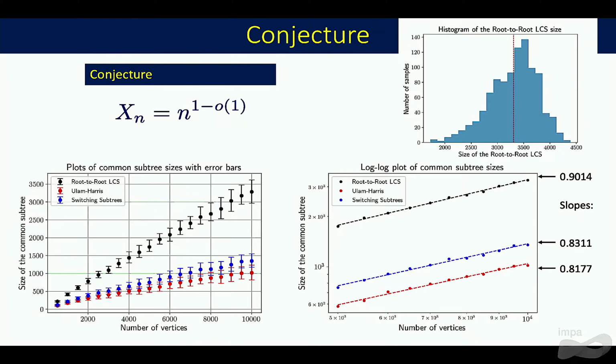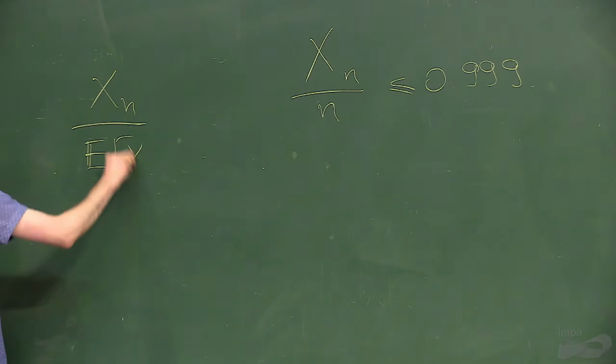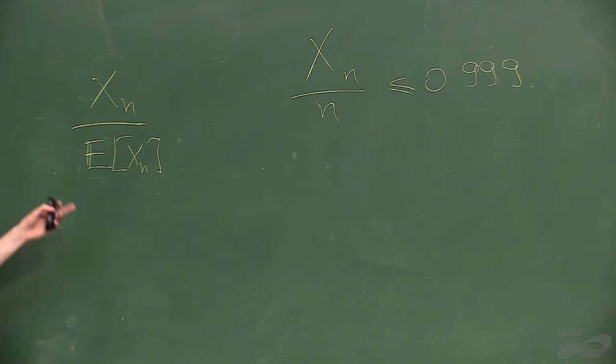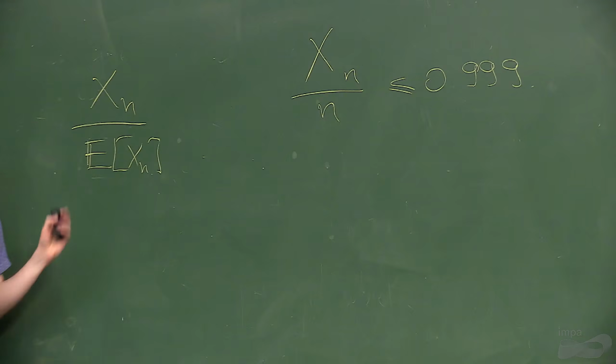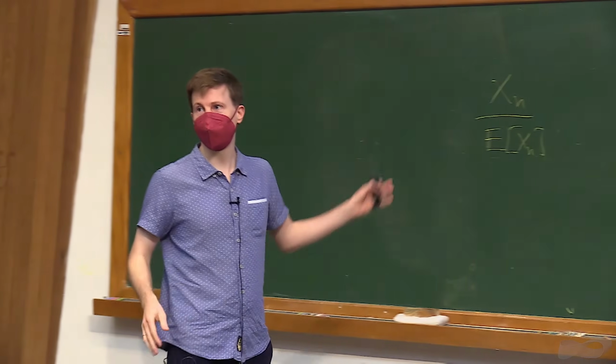Okay. You can also plot a histogram of, I think this is 10,000 simulations or 1,000 simulations of the largest common subtree with n equals 10,000 vertices each. And from this, what you kind of see is that if you normalize Xn by the expectation, then it seems like there's a non-deterministic or random limit for this. Okay, but we're far from showing something like that.